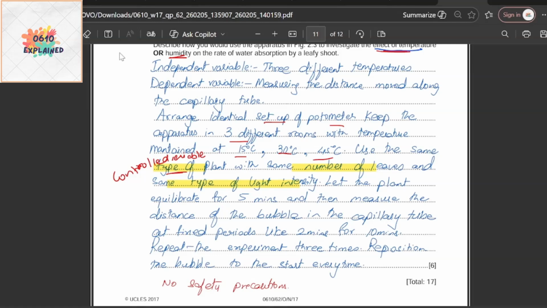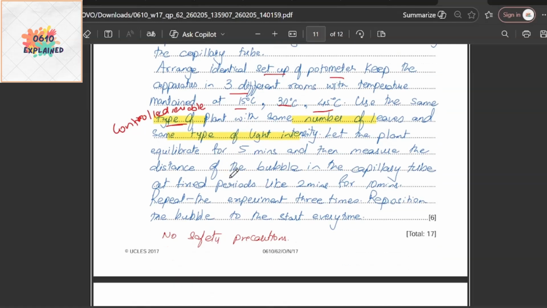Let the plant equilibrate for 5 minutes and then measure the distance of the bubble in the capillary tube at fixed periods, like every 2 minutes for 10 minutes. Always mention everything. Don't say that measure it for some time. This is not the way we perform an experiment. We need exact numbers. Always write the repeat procedure. So repeat the experiment 3 times. Reposition the bubble to the start every time.